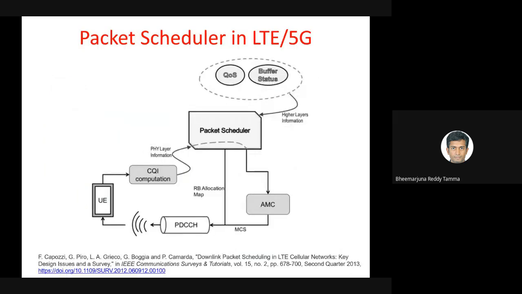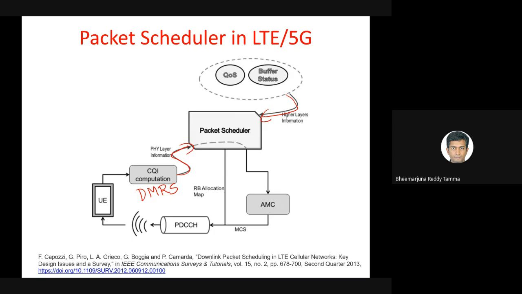So let's look at how the packet scheduler looks in the context of 4G and 5G. The packet scheduler gets the QoS and buffer status information from higher layers. From the handset side, it does the estimation of DMRS, computes the CQI information and gives that to the base station. That means finally it is given to the packet scheduler. Now it has all the data that is required for taking the scheduling decisions.